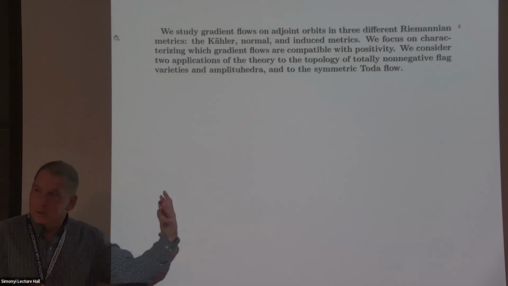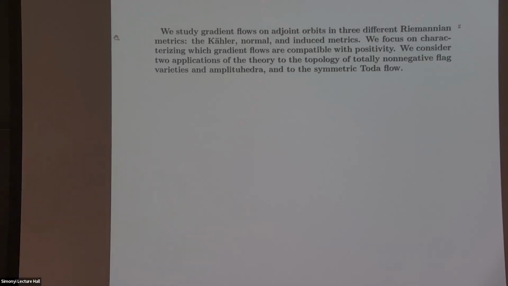So the gradient flows that we're looking at are on adjoint orbits, as I mentioned. So you just think of conjugation. And it turns out, and this goes back to Atiyah's paper actually, that there are three natural metrics on an adjoint orbit. There's the so-called Kähler metric, since it's a complex manifold. There's the normal metric, which plays an interesting role here, and the so-called induced metric. So I'll say something about what they look like.